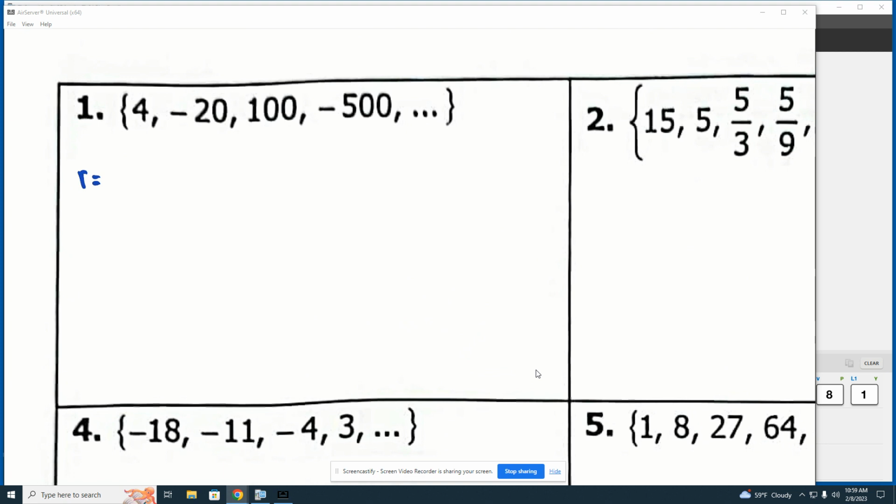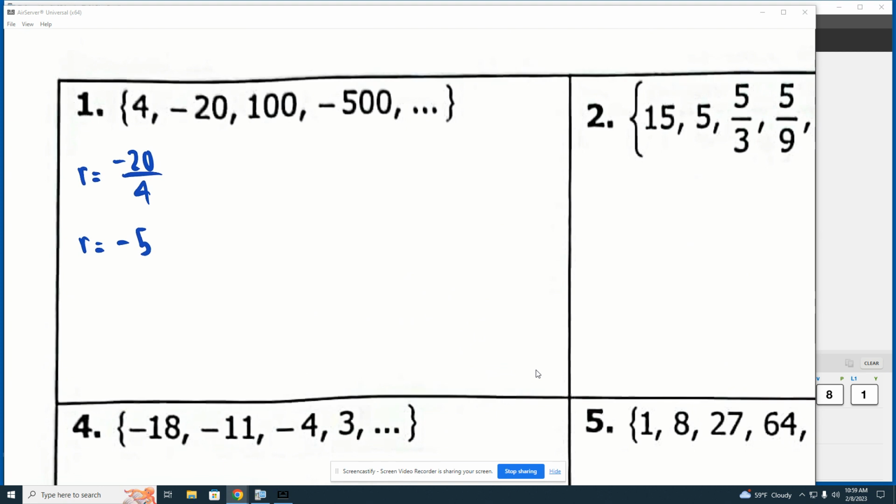So I take the second term, which is negative 20, and I divide it by the first term, which is 4. What's negative 20 divided by 4? Negative 5. So let's see if that's what it's doing. What's negative 20 times negative 5? 100. What's 100 times negative 5? Negative 500. Then this is definitely geometric. Definitely.